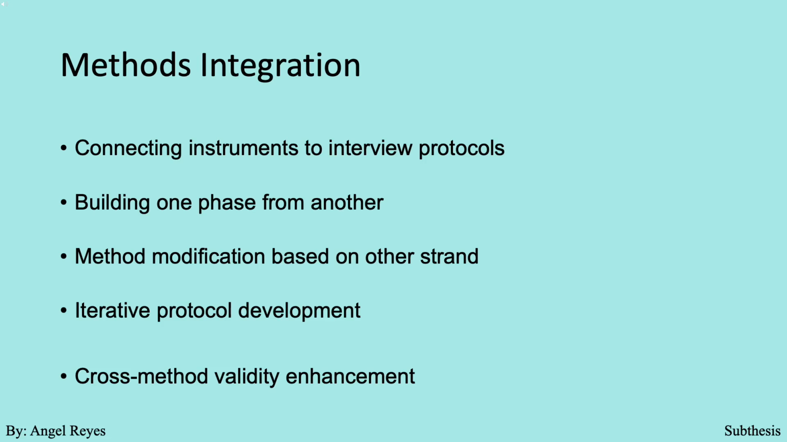Methods integration occurs when the tools and procedures used in one strand are intentionally linked to or shaped by the other. For example, survey items may be directly informed by themes identified in qualitative interviews, or an interview guide might be adjusted to probe deeper into unexpected quantitative findings. This process often involves building one phase from the other and modifying methods iteratively as the study evolves. Effective integration also improves cross-method validity by ensuring the measures and questions across strands align and complement one another.